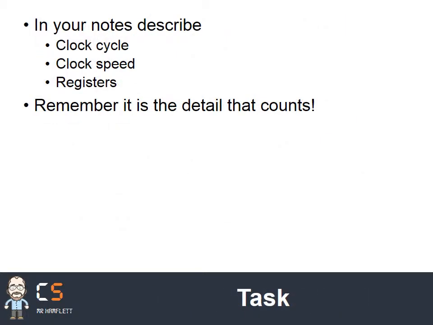So now's a good time to pause. Make notes describing the difference between clock speed, clock cycle, and also what a register means. And don't forget, when you're making notes, it is all about the detail, because if you miss detail in your notes, you're going to miss it in the exam questions as well.